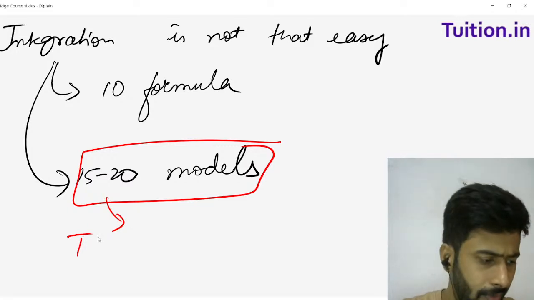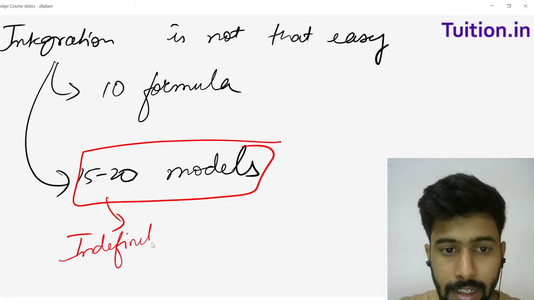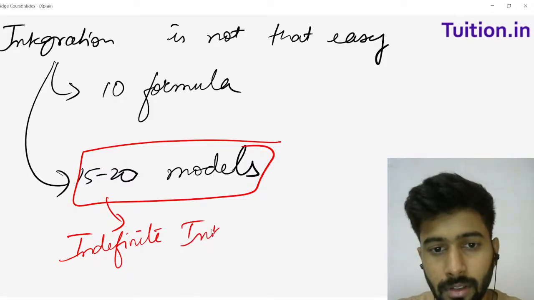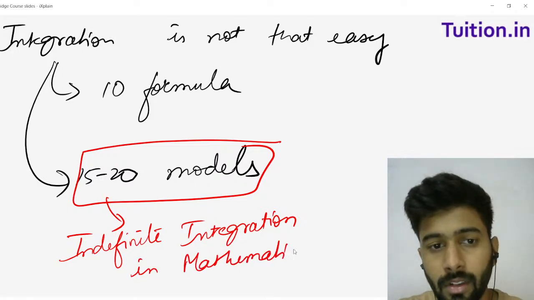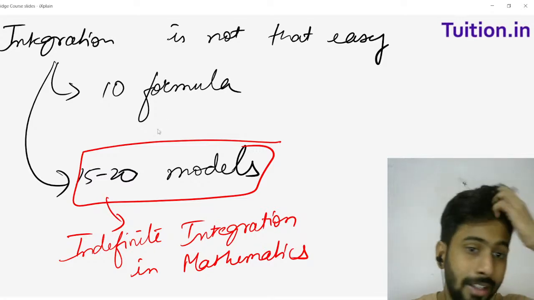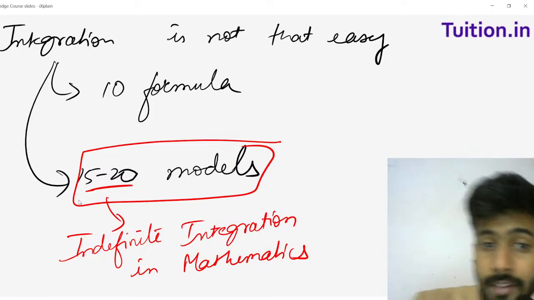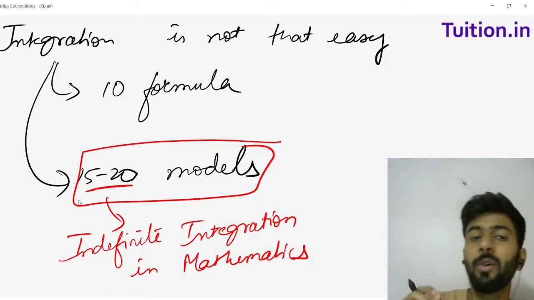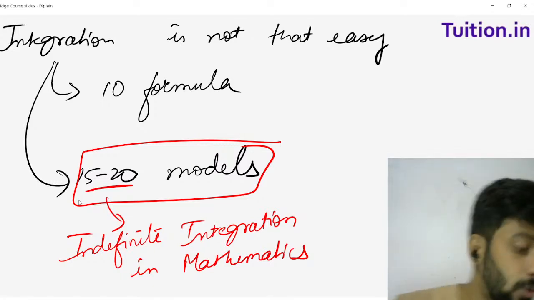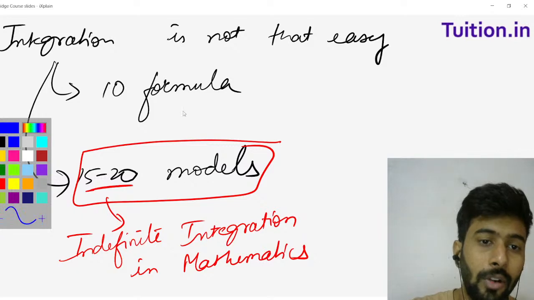You will study these 15 to 20 models when you study indefinite integration in mathematics. We will not cover these 15 to 20 models in physics because it's too exhausting, and frankly speaking, not even a bit of these models is required, but we still can't do it. We will have to rely on these basic 10 formulae only for now.